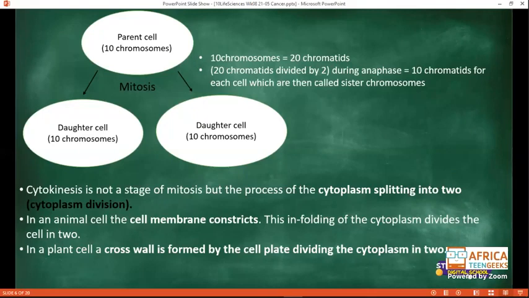And in plant cells, because we have a cell wall, a cross wall will be formed by the cell plate, which will then divide the cytoplasm into 2, and we will then have 2 cells. So that is what we covered in mitosis.